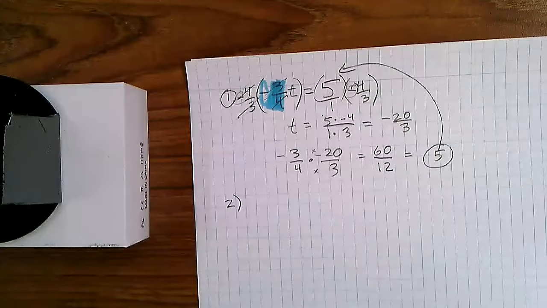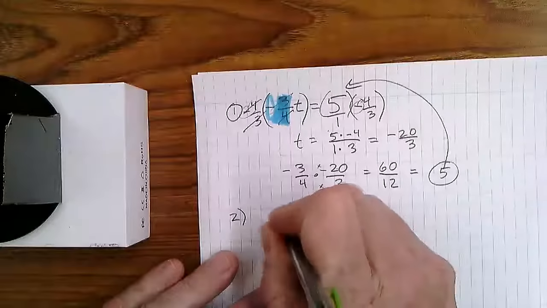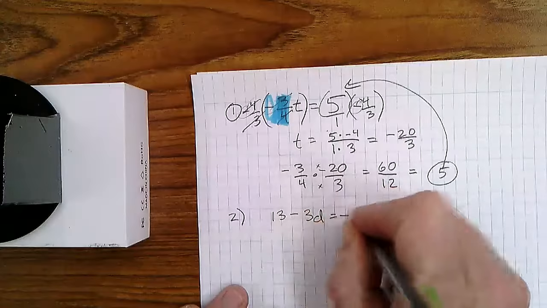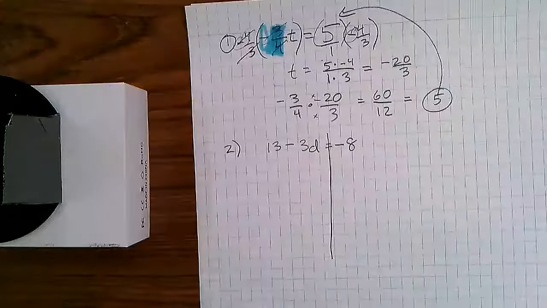All right, so we're on problem 2 of the review. Problem 2, we are going to do 13 minus 3D equals -8. So now we are going into two-step problems.